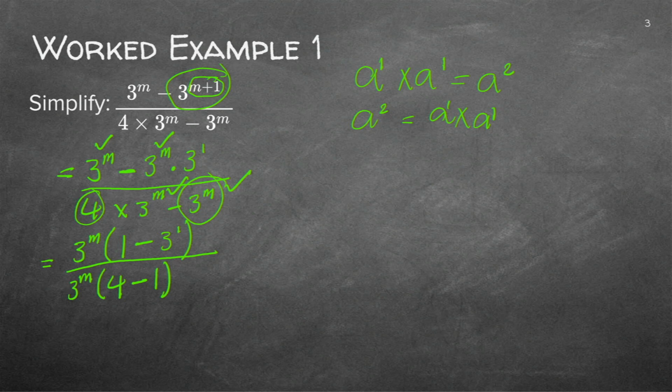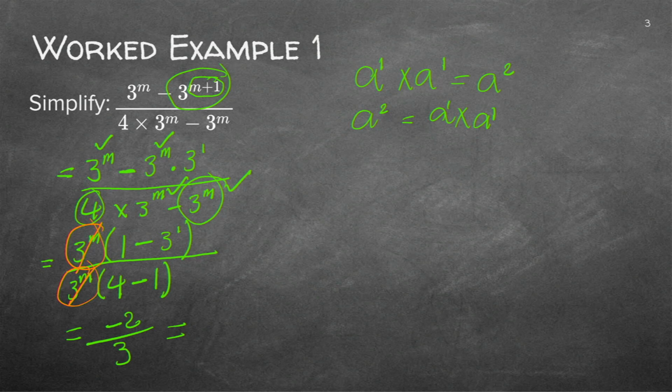And the next part is cancelling out common factors. So if you have 3 to the power of m up there, and 3 to the power of m underneath, you can easily cancel them out, and you are left with 1 minus 3, which is going to give you negative 2, and you are left with 4 minus 1, which will give you a 3.